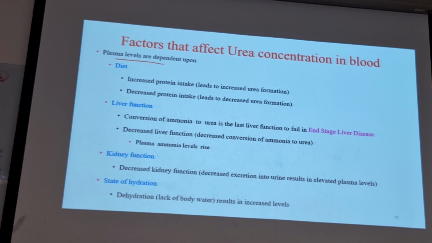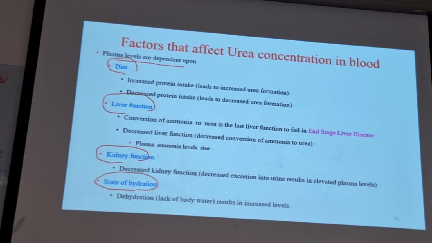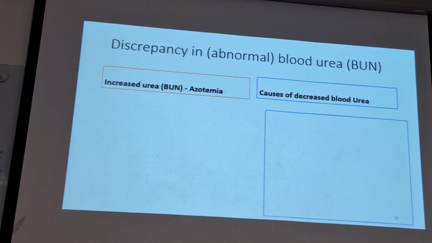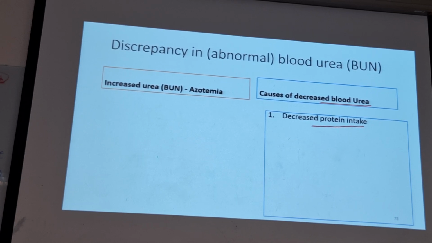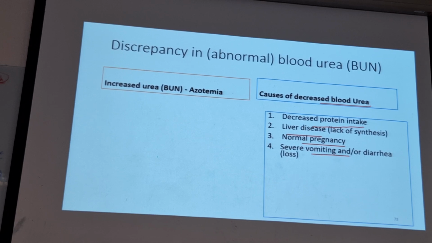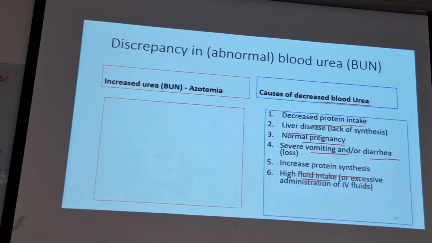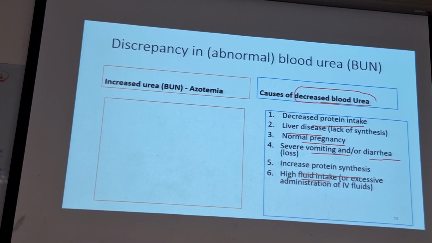The plasma level of urea is dependent on diet, liver function, kidney function, and state of hydration. The main causes of decrease in urea are a decrease in protein intake, liver disease, normal pregnancy, severe vomiting or diarrhea, increased protein synthesis, and high fluid intake.